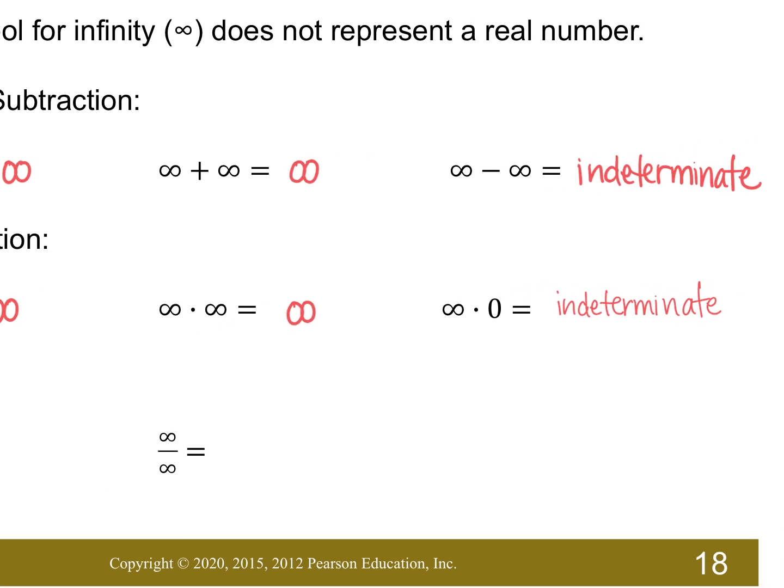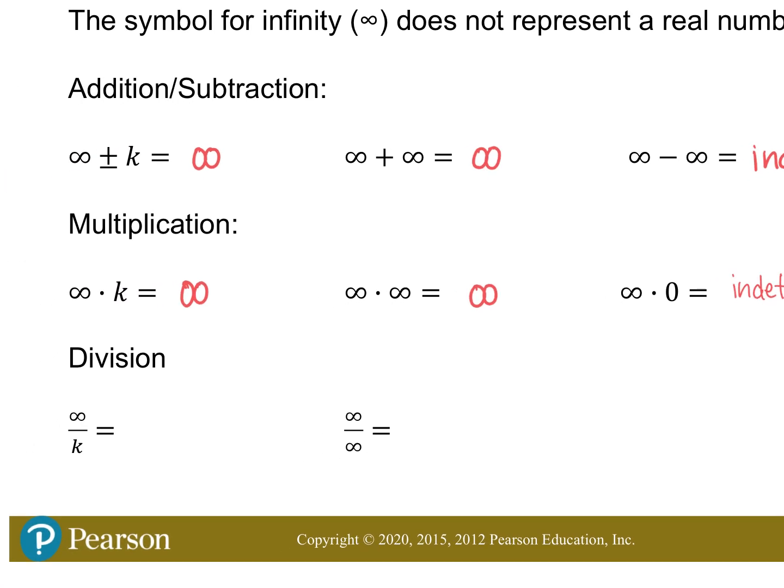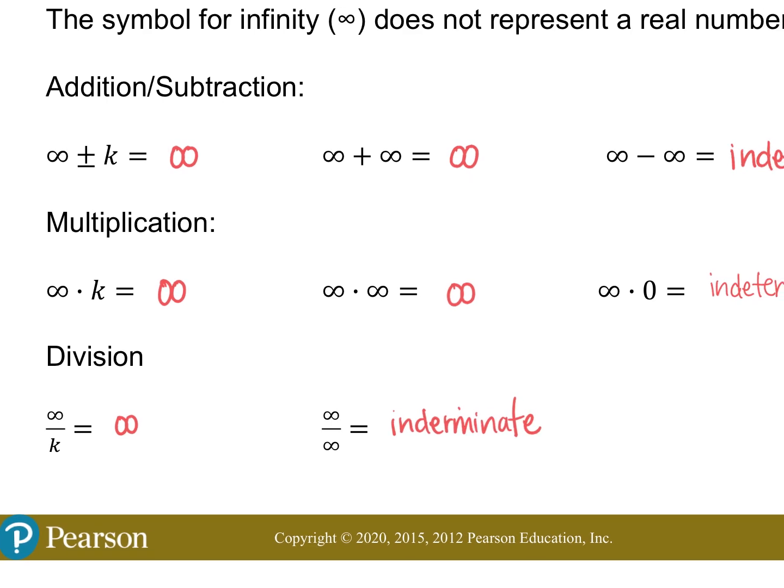Are infinity and 0 opposites? Yeah, they're inverses. Not opposites, because the opposite would be negative. All right. How about infinity divided by a constant? How about infinity divided by itself?